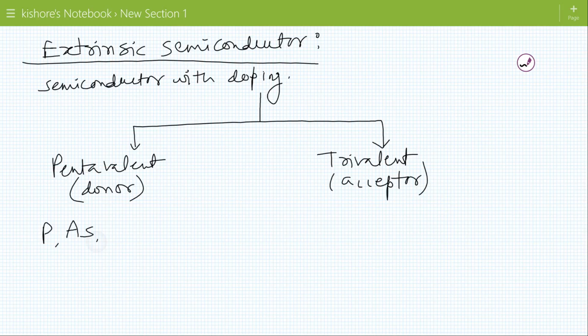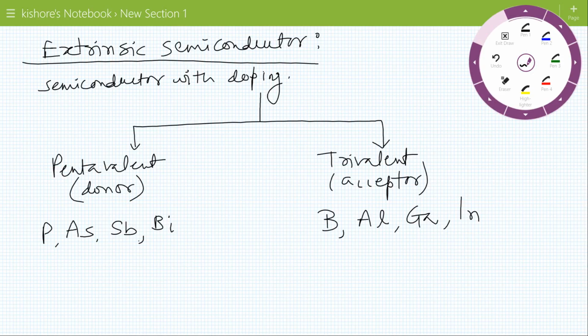Phosphorus, arsenic, antimony, bismuth are the pentavalent impurities, and boron, aluminium, gallium, indium are the trivalent impurities. If an intrinsic semiconductor is doped with only pentavalent impurities, then this will make an n-type semiconductor. And if the semiconductor is doped with only trivalent impurities, then this will make a p-type semiconductor.